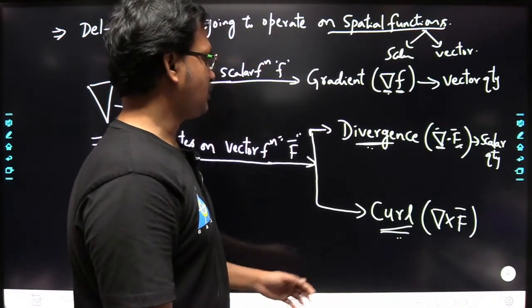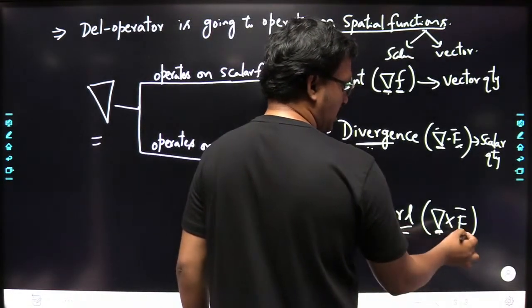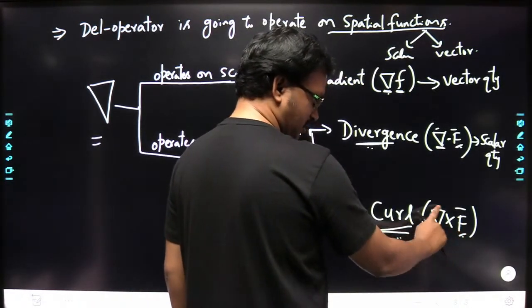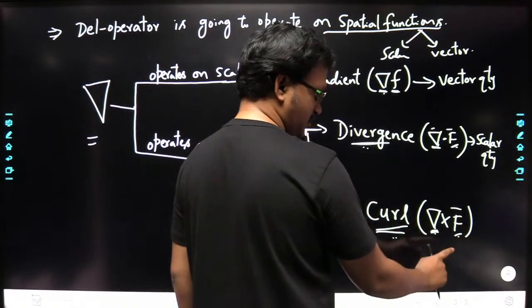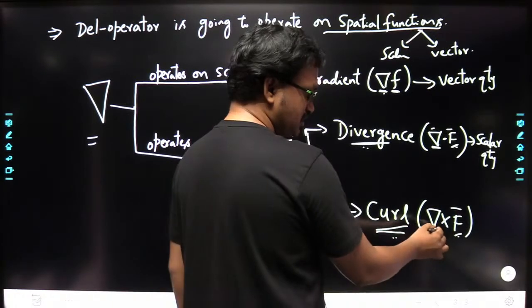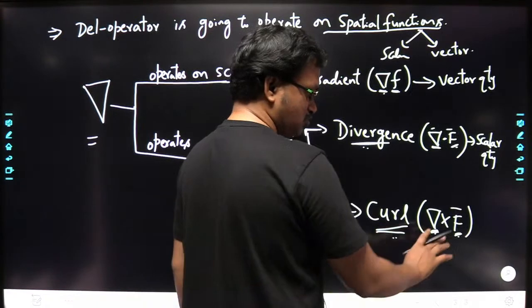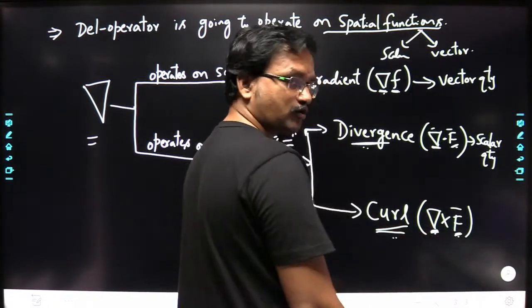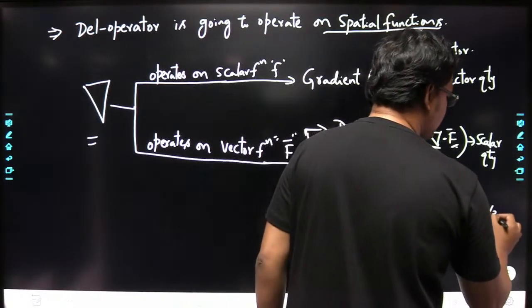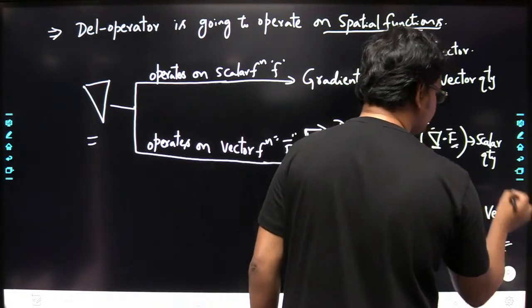Next, coming to curl. This is a vector differential operator, and f bar is also a vector function. If you do the cross product between the vector differential operator and the vector function, we call that operation curl. What is the resultant? If you do the cross product between these two vectors, the resultant is nothing but a vector quantity.